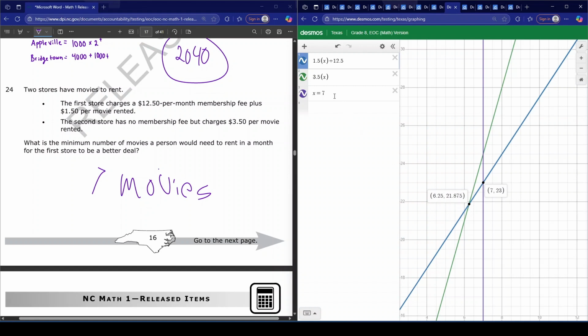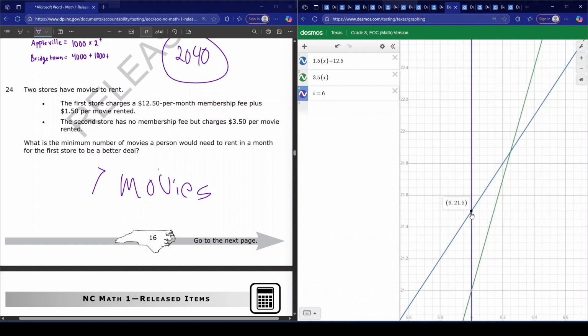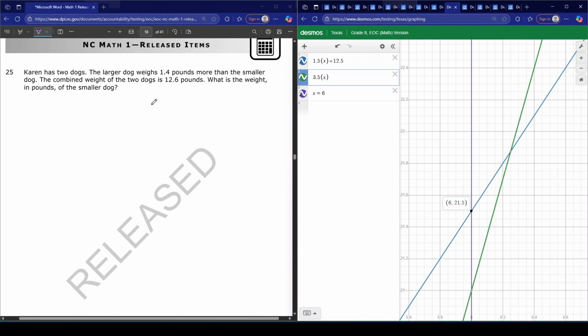And if we were to say 6, the blue option is still a lot more expensive than the green option, but we want the blue to be cheaper. So that's why it's only after 7 movies that it will be cheaper. All right. So moving on. 25.